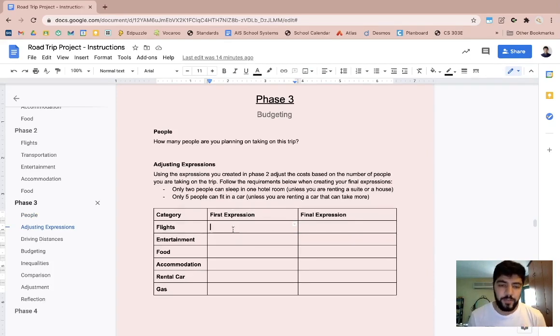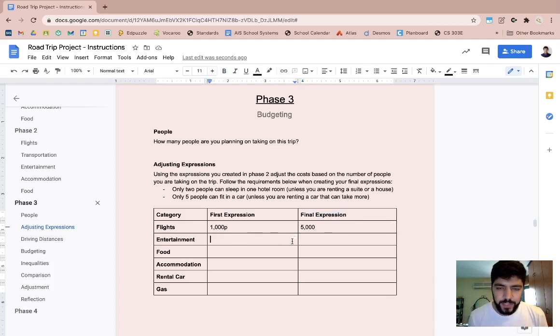So if you're taking 5 people, it would be 1000 times 5. And so you're gonna write your original expression here. So assuming mine was 1000 p, it'll look like this. And then I'm gonna write my final expression here. So it'll be 1000 times 5. So my final expression is 5000. I know it's just a number. You're confused about why it's called an expression, but it's still an expression.